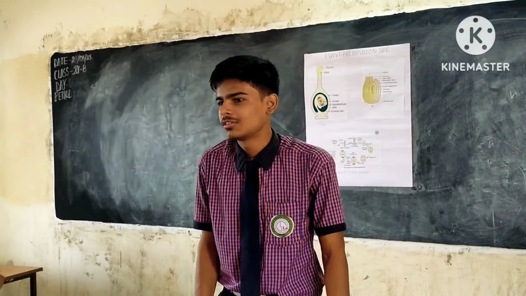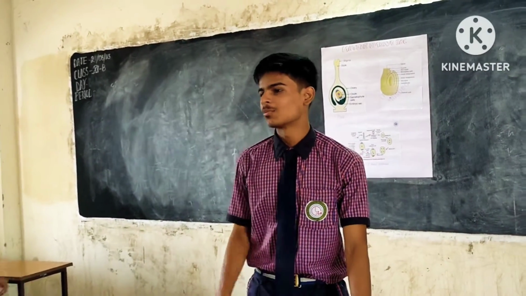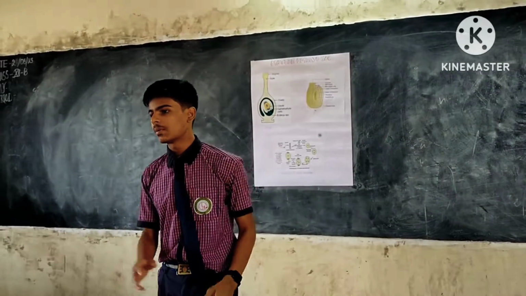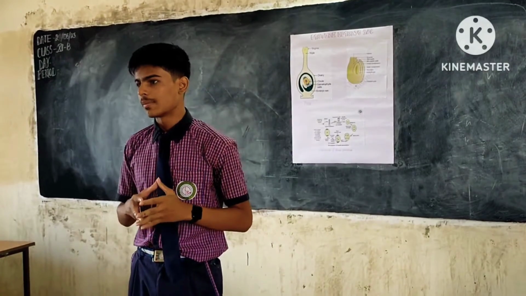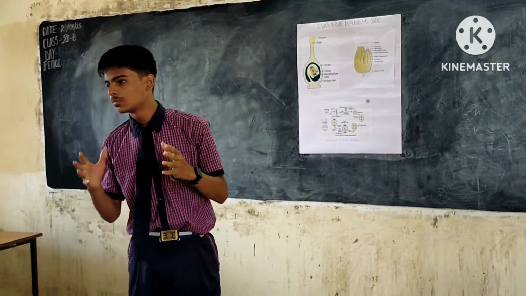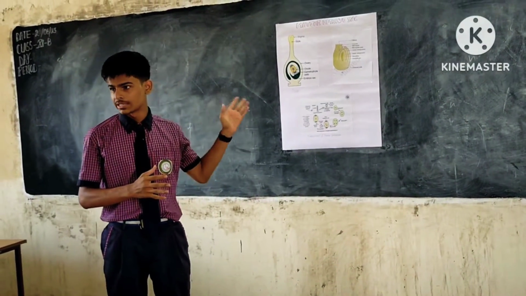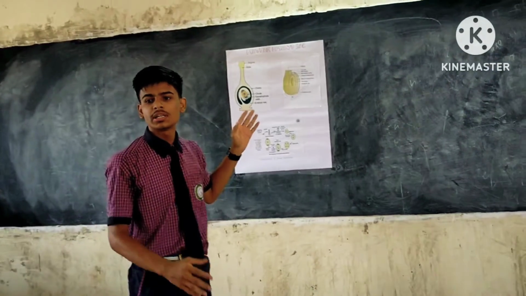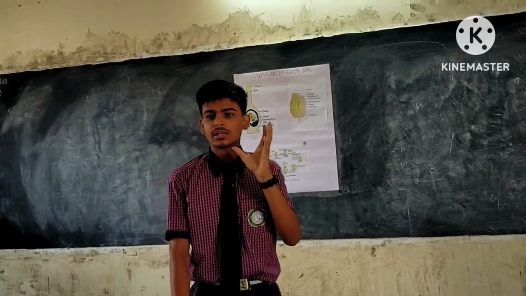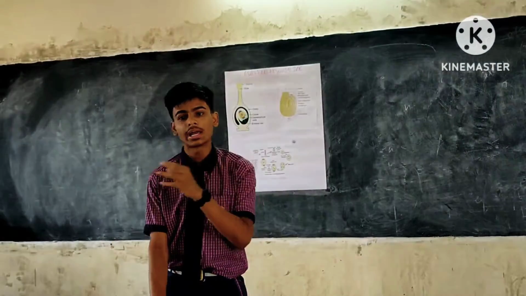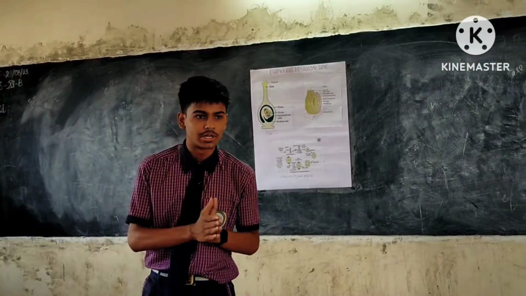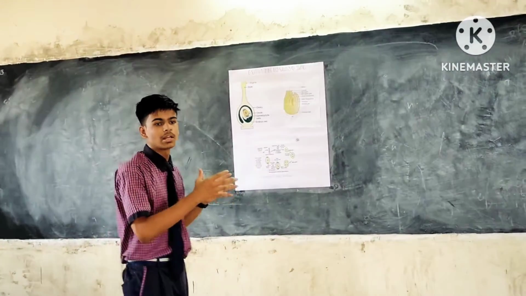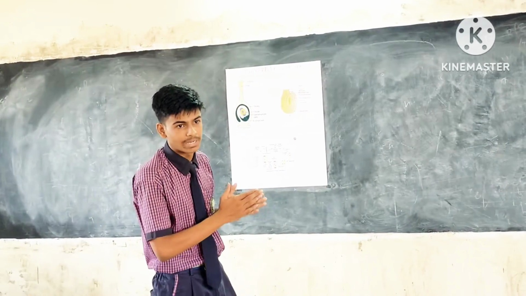Good morning everyone. I am Prabhu and I am going to explain about the pollen grains. Pollen grains are the male gametophyte and contain the male gametes. The outer layer of the pollen grain is called exine. It is made up of a chemical called sporopollenin. Sporopollenin is highly resistant to high temperature, highly acidic and highly alkaline media, and hence it protects the pollen grains. The inner layer of the pollen grain is called intine. It is made up of cellulose and pectin.